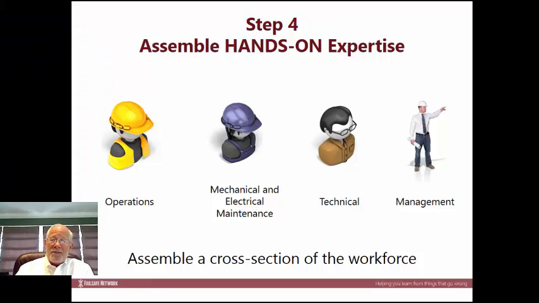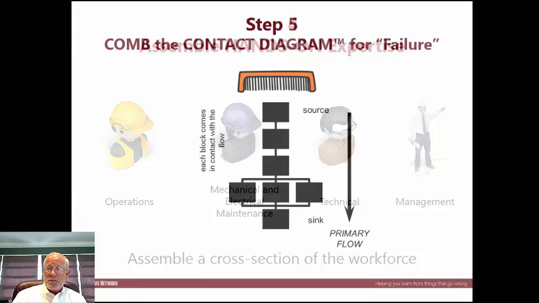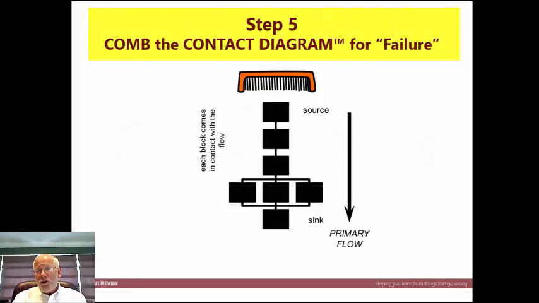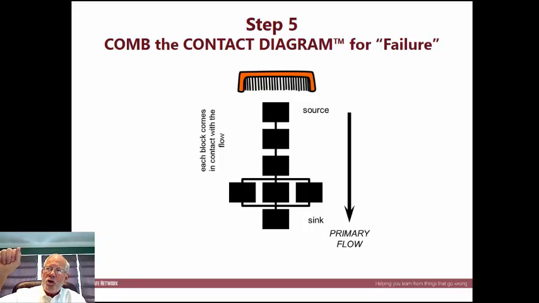So step number five, now that we have this hands-on expertise that's been assembled, is we're going to comb the contact diagram for failure. You know, think of this as a flea comb, and you're combing a dog for fleas. But this is going to be a very specific flea comb. It's only going to find fleas. It's not going to find ticks. It's not going to find burrs. It's going to look for one thing, fleas.